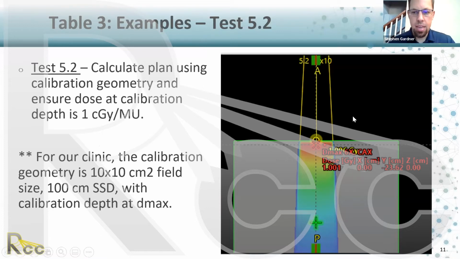So here it's telling me that I'm delivering 1.001 gray for 100 MU. And so that is certainly within the tolerance, which is 0.5% that they recommend. So it may not be exact, but it should be very close, within 0.5%.